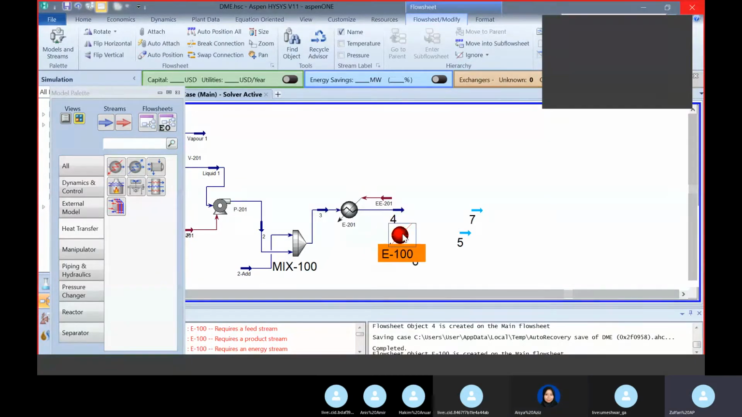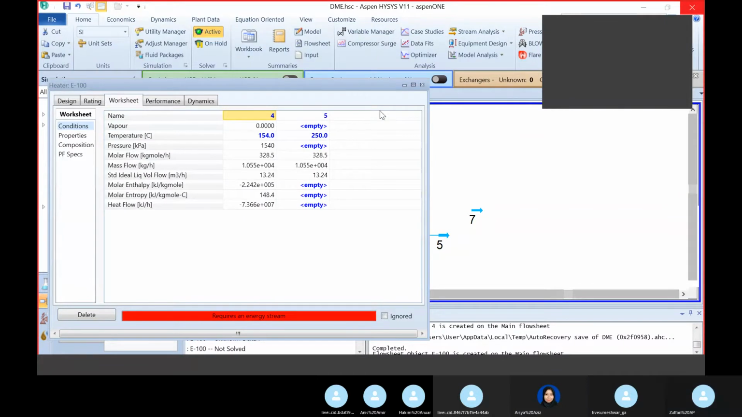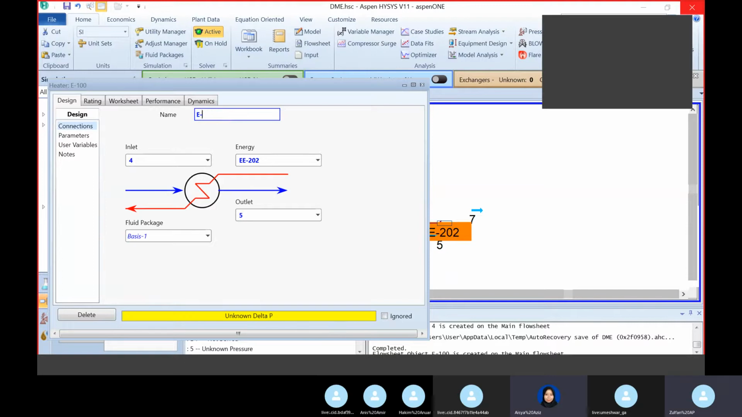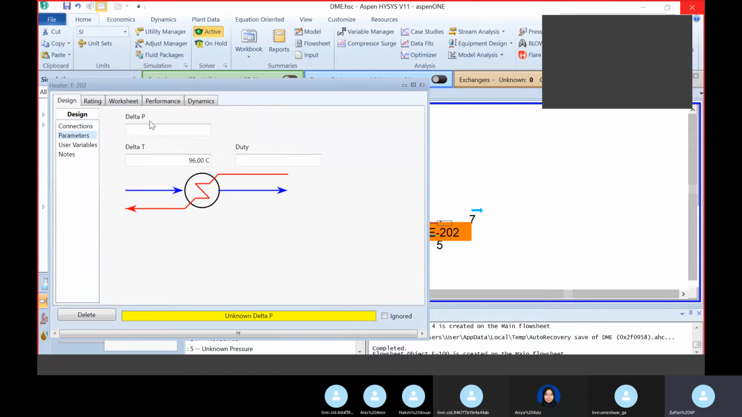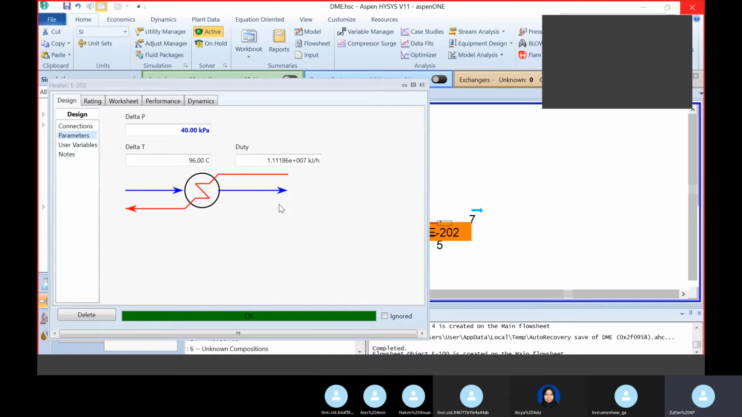Yeah, give some space. Stream 4, number 5, energy stream. No, another energy stream. 202. And then delta P is about 0.4 bar. Yeah. So the duty is that duty.